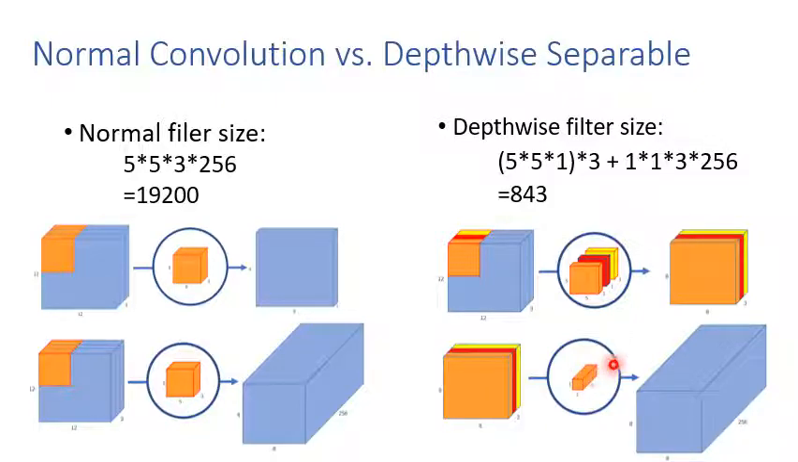For output dimension 256, we only need 256 of the 1 by 1 by 3 filters. So the total number of parameters for the depthwise separable filter is actually just 843, which is much less than the 19,200 weights of the normal filter.